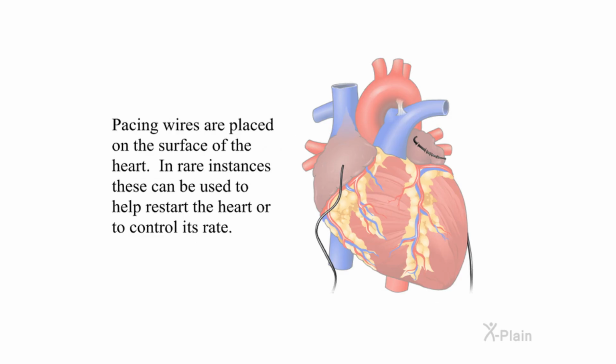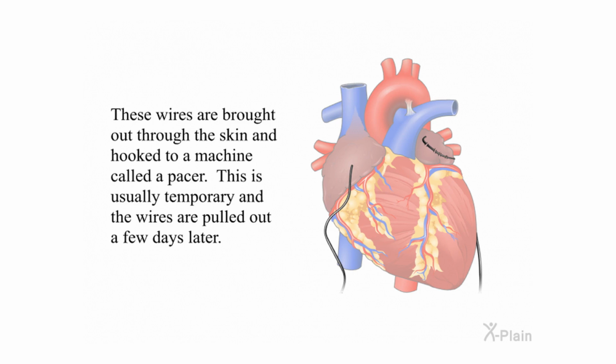Pacing wires are placed on the surface of the heart. In rare instances, these can be used to help restart the heart or to control its rate. These wires are brought out through the skin and hooked to a machine called a pacer. This is usually temporary, and the wires are pulled out a few days later.